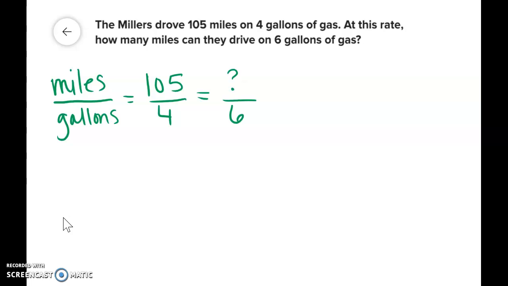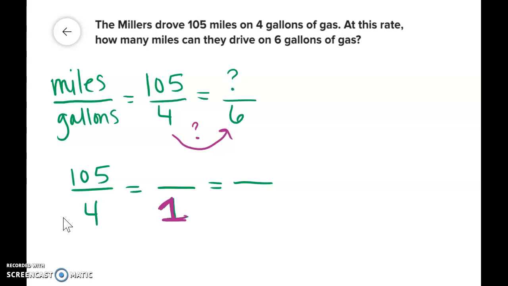So here we can see pretty quickly that there is not a super awesome way of turning a 4 into a 6. So what I'm going to do is rely on my unit rate. I know that I can go 105 miles on 4 gallons of gas, so I can determine a unit rate by using a 1 here. I can turn any number into a 1. That's why unit rate is so powerful. And then I'm going to use that unit rate and turn that into a 6.